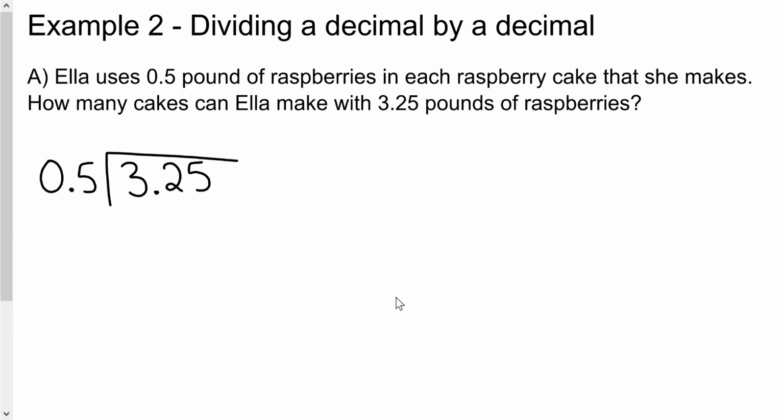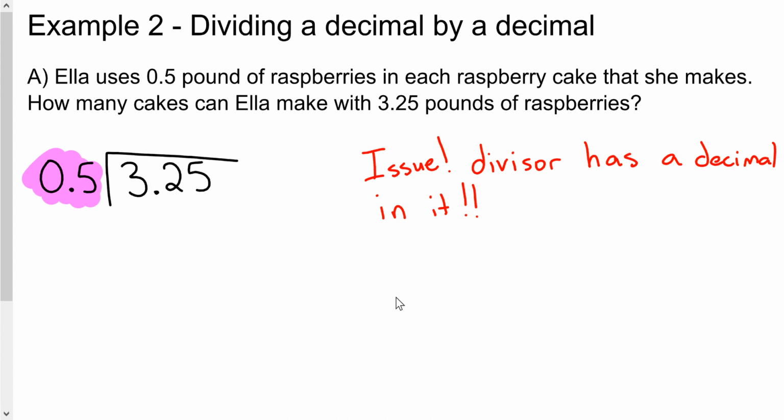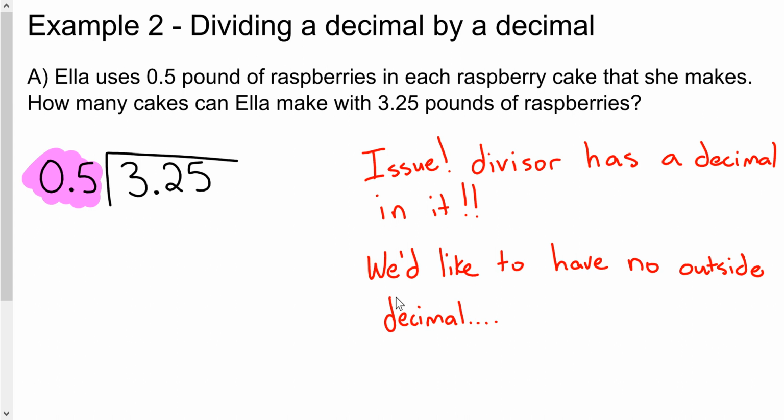Now, there's the mathematical way, and then there's the common sense way of handling this. I want to show you the mathematical way, and then we're just going to stick with common sense. When you have a decimal on the outside, right there, that's an issue. That divisor has a decimal in it. So what do you do mathematically? Well, you times it by a number to move that decimal all the way to the end. I know that I can take 0.5 and times it by 10 and I would get 5. That's like we moved the decimal down.